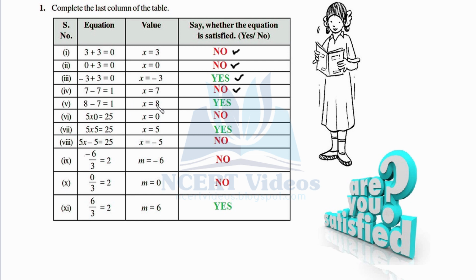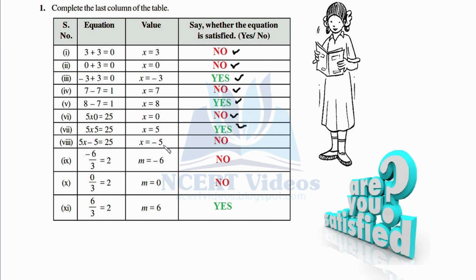And placing 8 in place of x, it is 8 minus 7 is 1. 1 is equal to 1? Yes, true, satisfied. Now, x equal to 0. Anything multiplied with 0 will always give you 0. So 0 is not equal to 25, therefore not satisfied. Now x equal to 5. If we put 5, it gives 25. Well, 25 equal to 25? Yes. Therefore, it is satisfied.